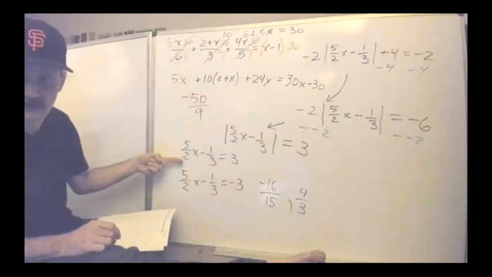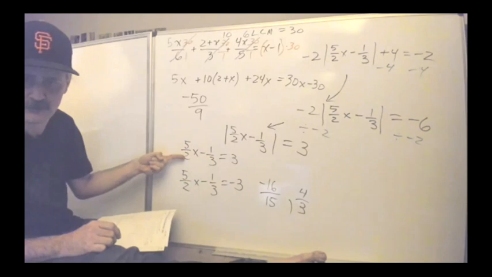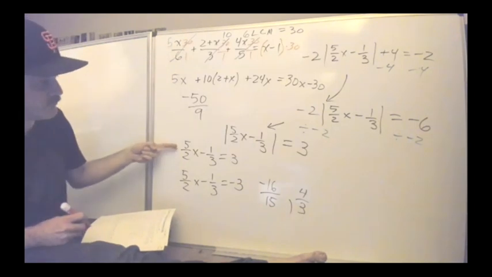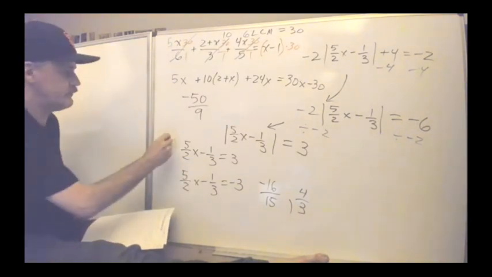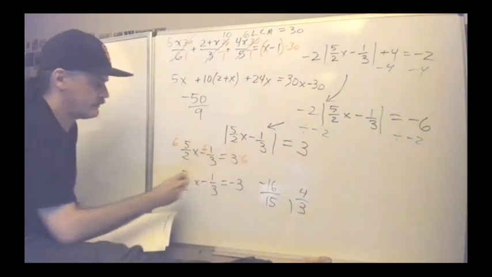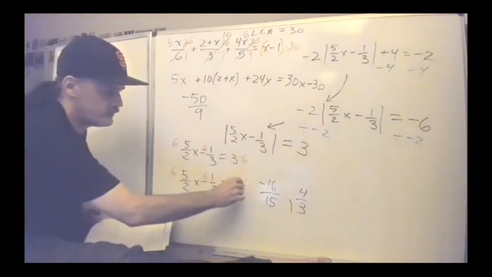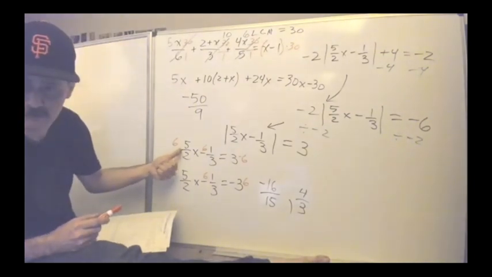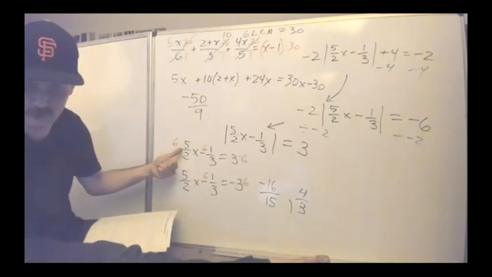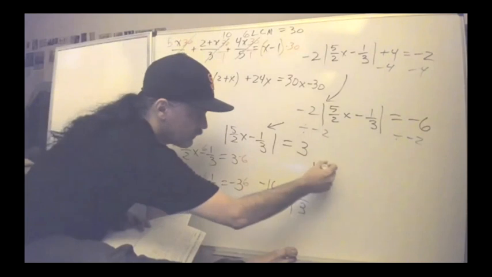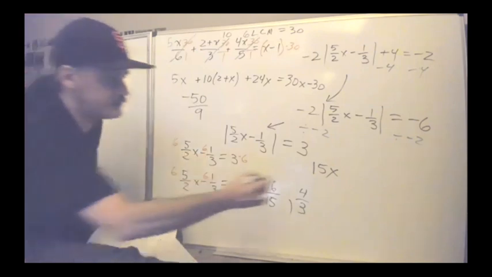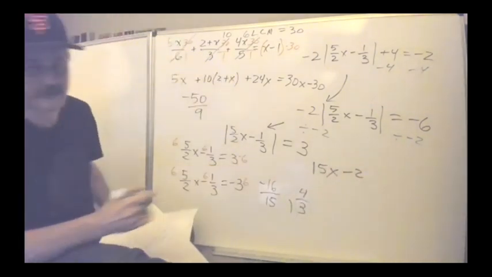You can get your common denominator, but in this case, since you have a 1/3 that doesn't have an x, probably the best thing to do would be the same technique. So if you multiply by the 6, then this is going to become 6 divided by 2 times 5, so this becomes 15x. And here, when you multiply the 6, that becomes 6 divided by 3 times 1, which is 2. And then this becomes 18.